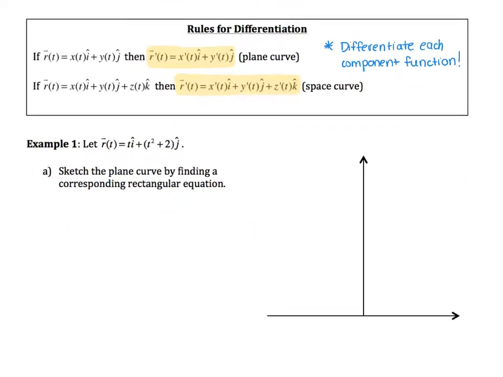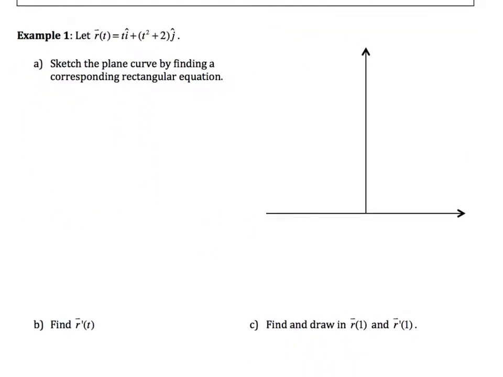So let's get to it. With the first example here, we are given a vector valued function, and the first instructions are to sketch the plane curve by finding a rectangular equation. Right now, I think it will be helpful to identify what our component functions are. We know that in general, a vector valued function looks like this: some function x times i hat, plus some other function of t times j hat. So here, it's not too hard to see that this is x, and this right here is y.